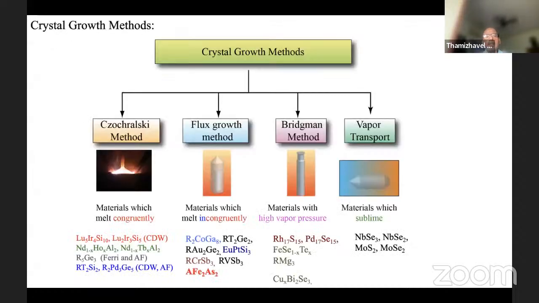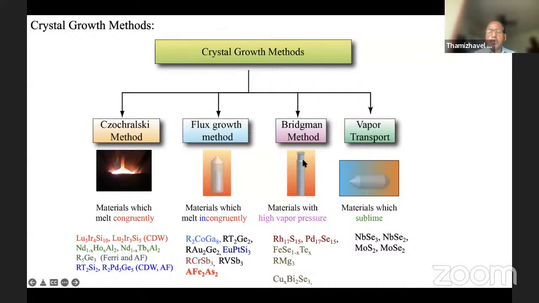Crystals can be grown by a variety of methods. Particularly these topological semimetals have to be grown at high temperatures. I mean, these cannot be dissolved in some low temperature solvent or something like that. So essentially all these crystal growth techniques involve relatively higher temperatures. For example, we can grow single crystals by the Czochralski method if the material is melting congruently. If the material is melting incongruently, then the material has to be dissolved in some solvent and grown by a flux method or a high temperature solution growth method.